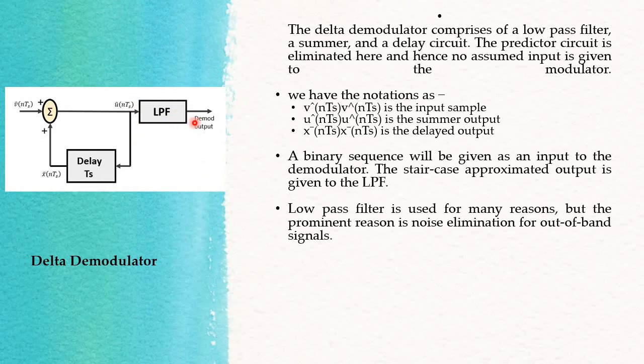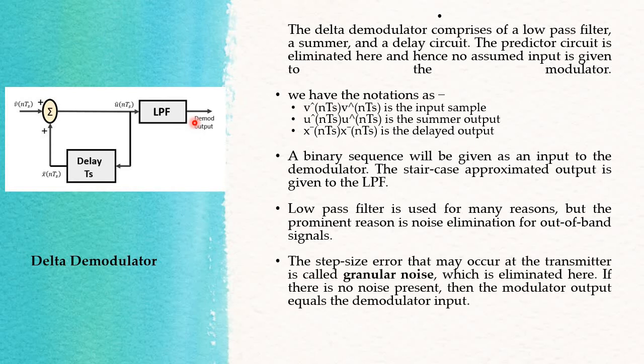The low pass filter is used for many reasons, but the prominent reason is to eliminate the noise out of the band of the signal, and the step size error that may occur at the transmitter, which is called granular noise, is eliminated here.